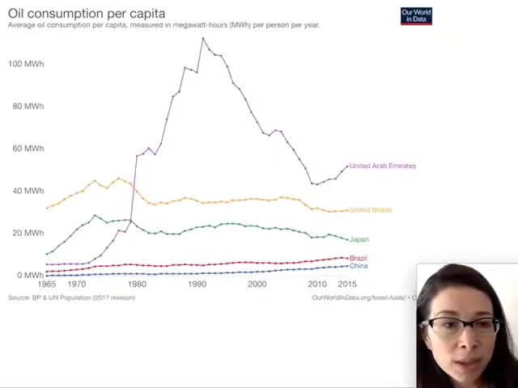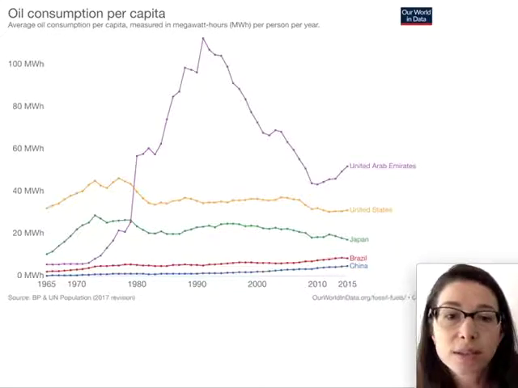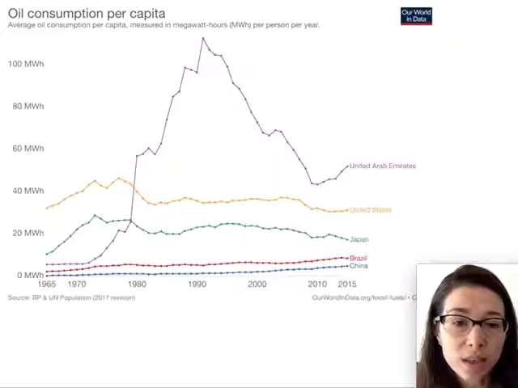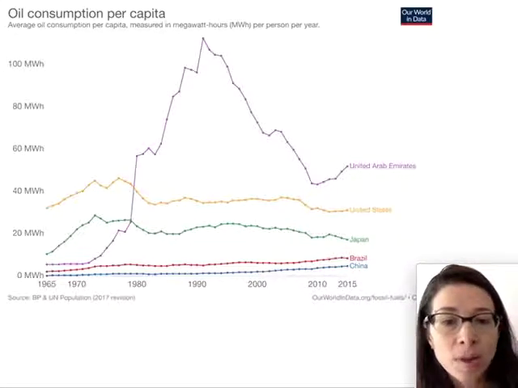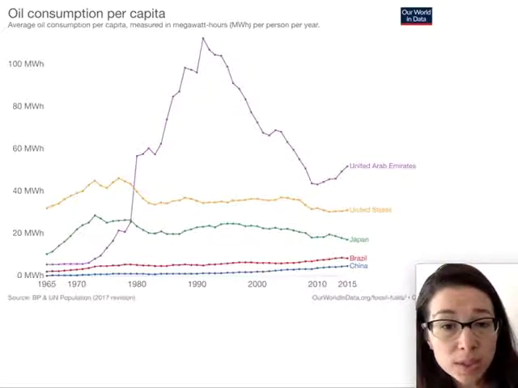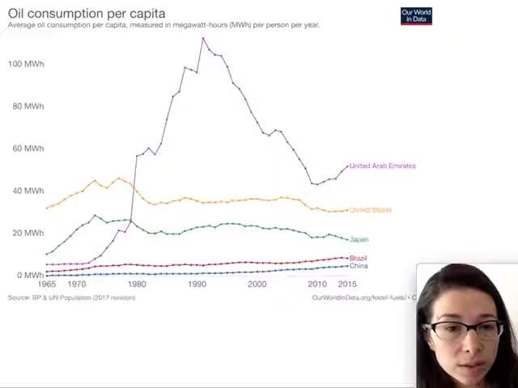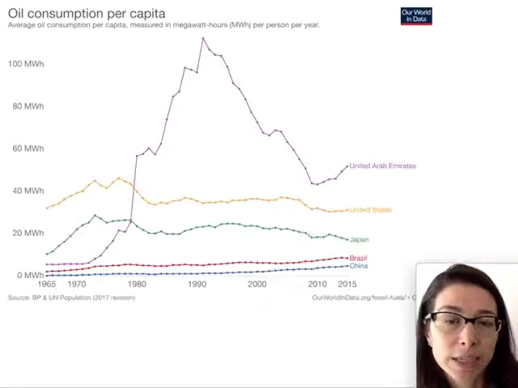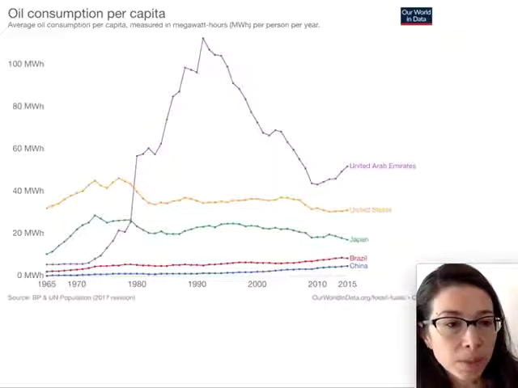But if we look at the per capita use for the countries that they do provide, so we have United States, United Arab Emirates, Japan, Brazil, and China, we see that per person we're actually using a lot more oil than some other parts of the world. So although China uses more oil as a country, they have a lot more people. So per person, looks like we're about 30 and they're about 5. So we're using about 6 times more oil per person in the country.